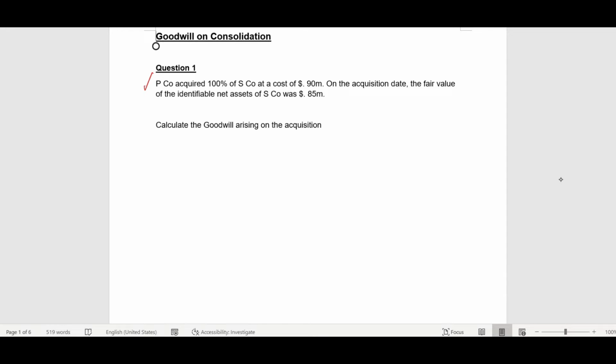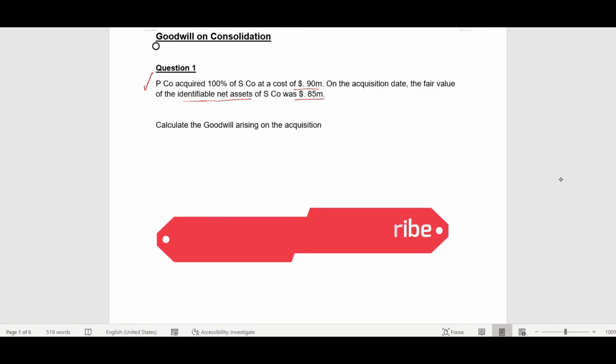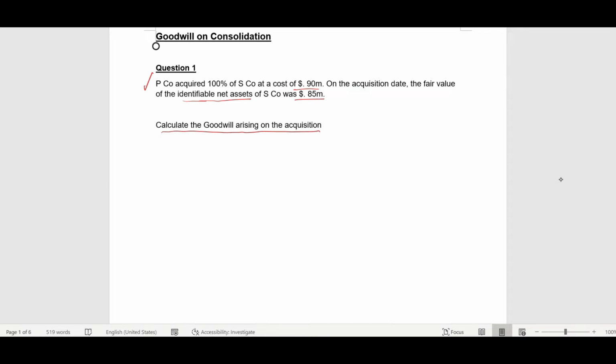P company acquired 100% of S company at a cost of 90 million. On the acquisition date, the fair value of the identifiable net assets of S company was 85 million. Calculate the goodwill arising on acquisition. As I told you in my previous session, if there is 100% acquisition, the calculation of goodwill is very easy. Now what you need to do?